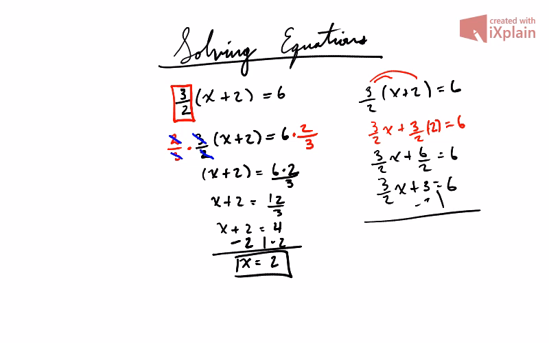Subtract 3 from both sides of the equation to isolate the 3 halves x. So you have 3 halves times x equals 3. Multiply both sides by the denominator, which is 2. You get 3x equals 6. Divide both sides by 3, and you get x equals 2.